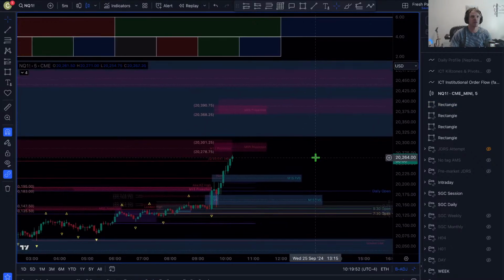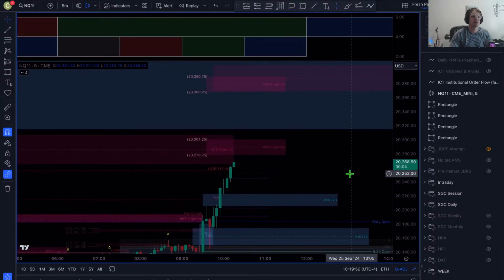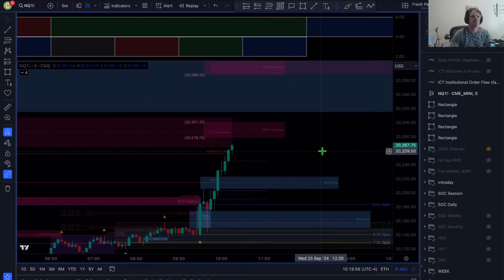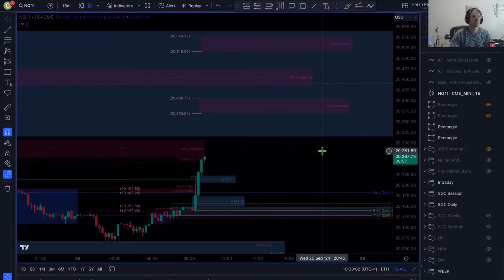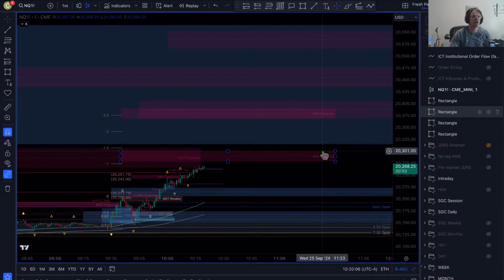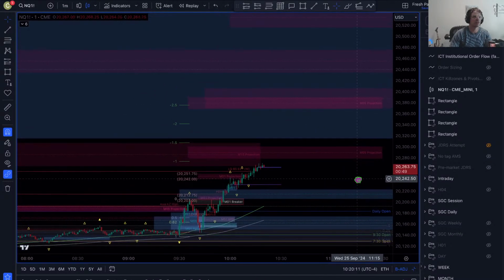Just the fact that we didn't get a big reaction off the monthly, right? Like it sort of just petered and continued. And there's a lot of upside targets that have been formed off of these moves.